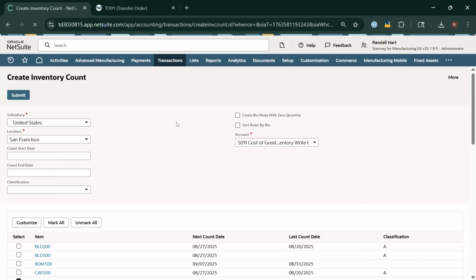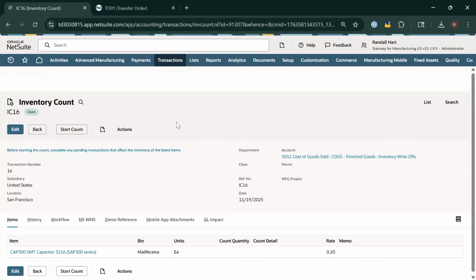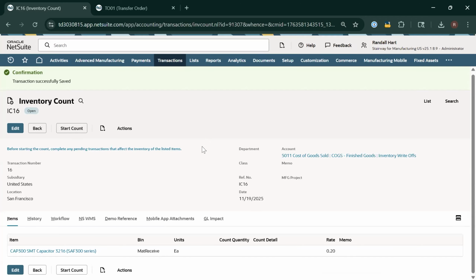And this is going to give me a count sheet for just that item. Now I can select multiple and get a count sheet that has multiple items. Odds are you're probably not doing this one item at a time. But now we have our inventory count, and we can basically say start count.